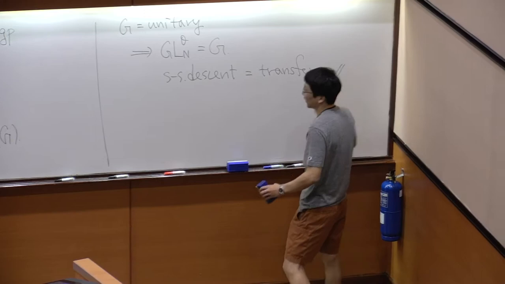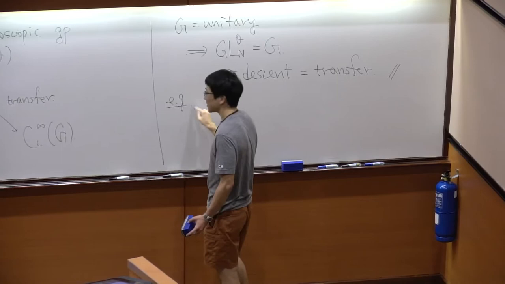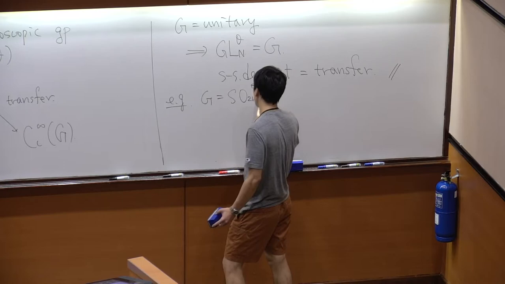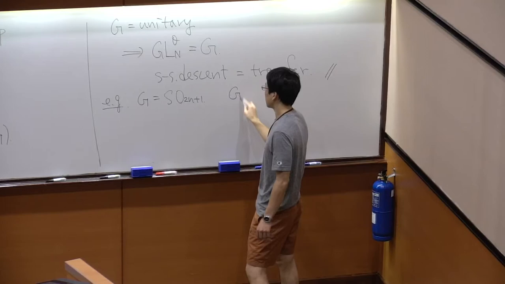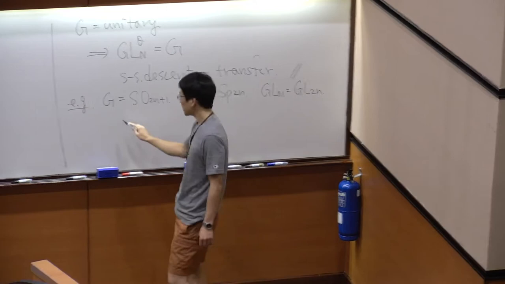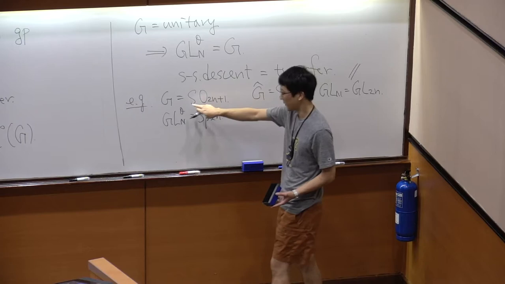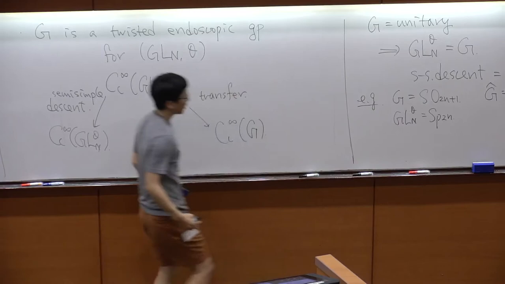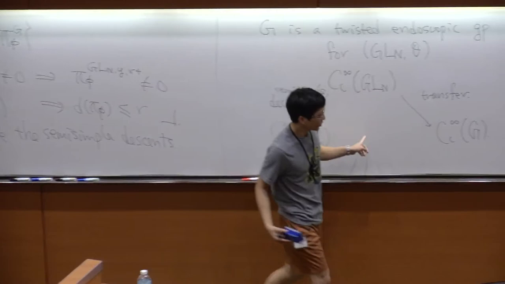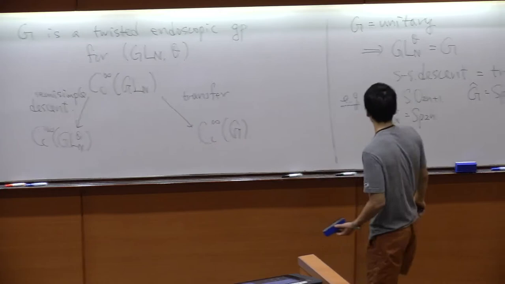So here I should emphasize that we use the great speciality of unitary groups. For example, in the case where G is equal to SO2N plus 1, G hat is given by SP2N. So large N is given by 2N. And in this case, GLN theta is equal to SP2N. So this is different from the endoscopic group G. Also in this situation, we can compute the semi-simple descent for characteristic functions from GLN to SP2N. But it doesn't imply the transfer for characteristic functions so immediately.